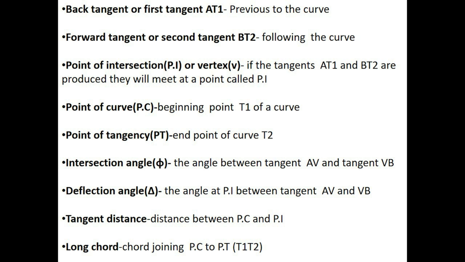It is the external angle between the two tangents, that is the angle between the PI and the tangents AV and VB. Next comes tangent distance, that is the distance between point of curve and point of intersection. Next is the long chord, which is the chord joining point of curve and point of tangency, that is T1 T2 in the figure.